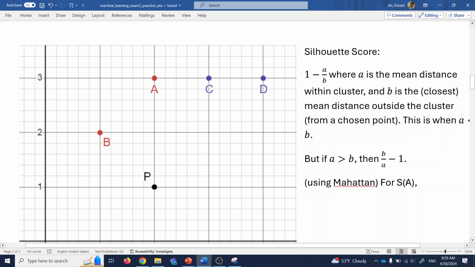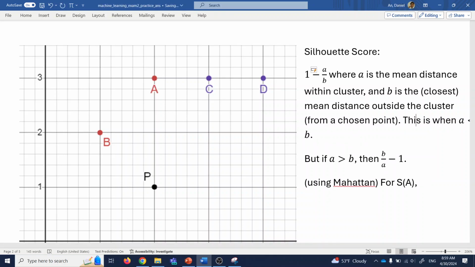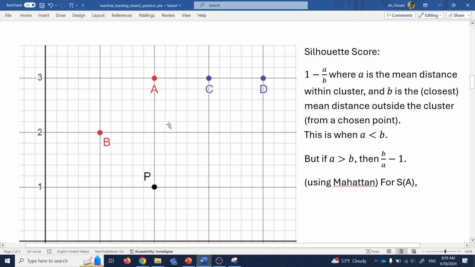Okay. So now let's go back. So you use 1 minus A over B if A is less than B. But if A is greater than B, still you use B over A. Okay. So since you just have one element, this is the mean distance. There's only one distance. If you have an average of just one item, it's just that. Right. It's just two. So A is 2.